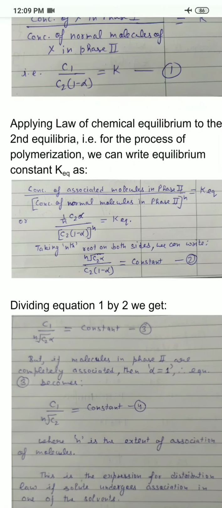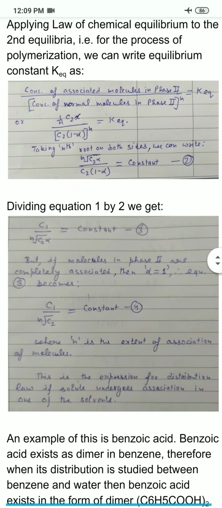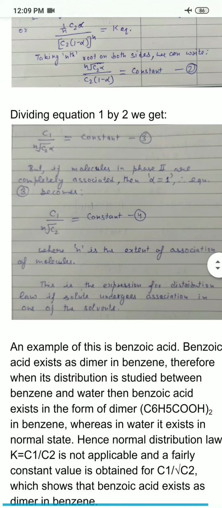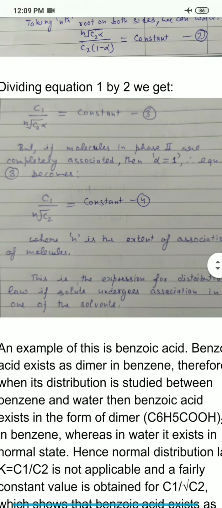This is equation 3. Now, molecules in phase 2 are completely associated. If I assume that molecules in phase 2 are completely associated, then I can say that all the molecules are associated. It means alpha will be equal to 1. Therefore equation 3 becomes C1 upon the nth root of C2 is equal to a constant. Why? Because alpha is equal to 1. So this is equation 4.